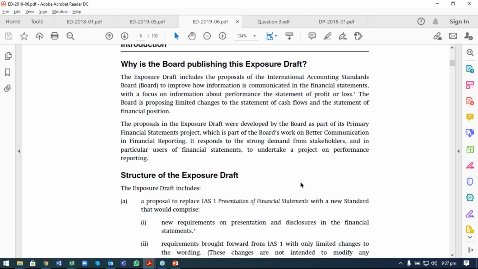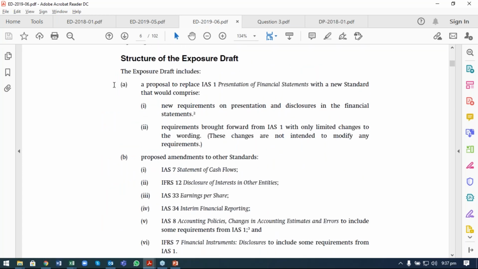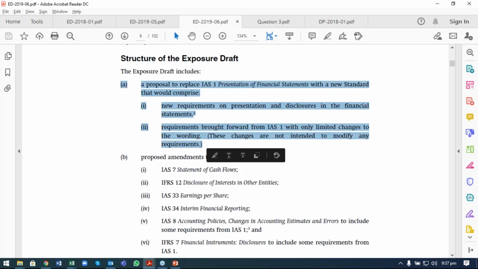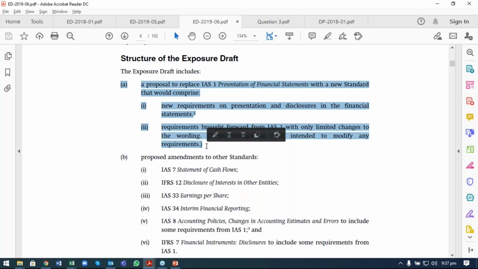You only need to look at the structure of the exposure draft. The exposure draft includes these two things. So you need to look into these two main things. You're not supposed to look into the rest of these standards. Only this idea should be evaluated, but I'll look into the details of this exposure draft and then I'll be updating you.